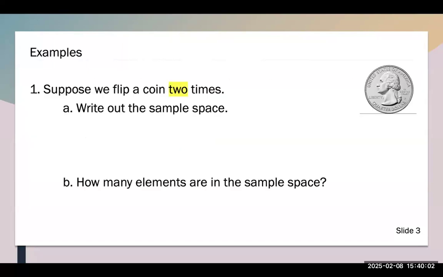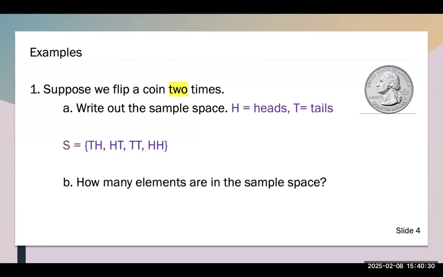For example, suppose we flip a coin 2 times. Let's write out the sample space. So the sample space is the set of all possible outcomes. What could happen if we flip a coin 2 times? Well, we could get tails, tails. Or we could get a tails first, followed by a heads. Or we could get a heads first, followed by a tails. Or we could get 2 heads. So this is the sample space.